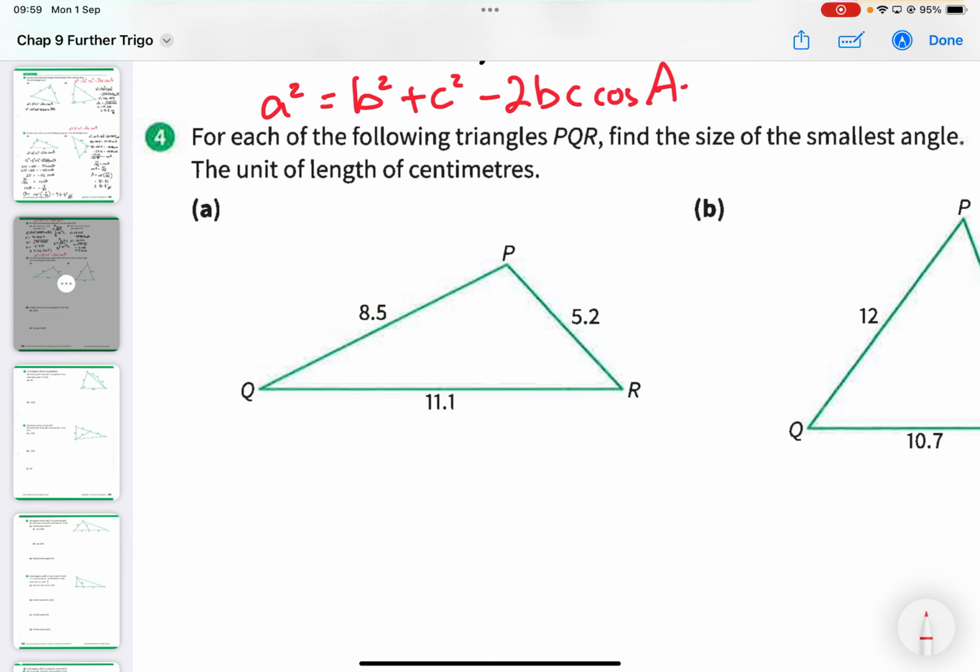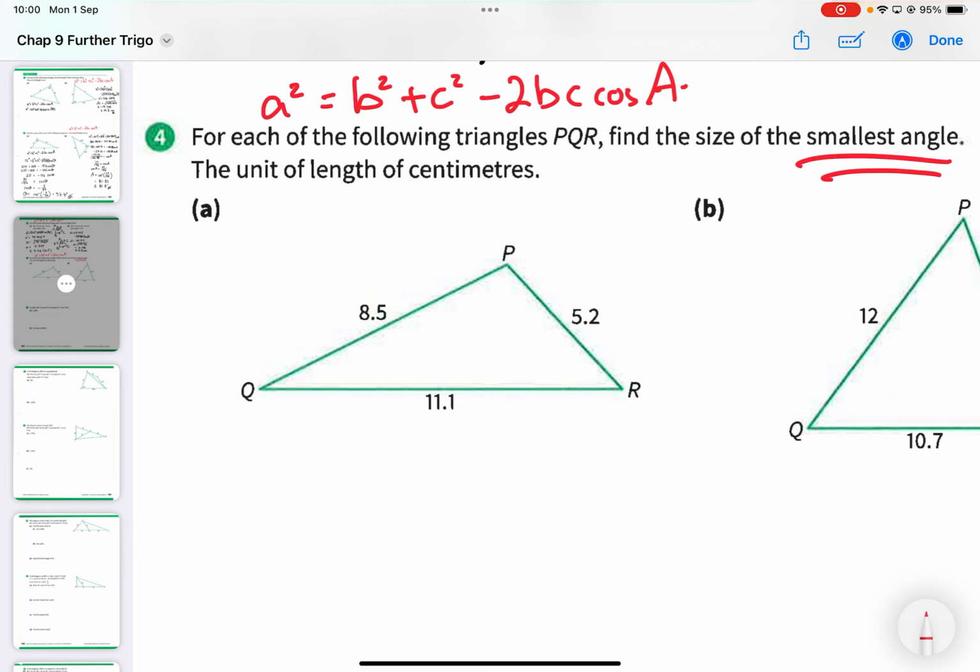Okay, everyone look up. Please put down your pen. Look up first. There is one important point here. We are finding the size of the smallest angle. Remember when I first introduced triangle, I talked about angles and side, the relationship. So the smallest angle must be opposite the shortest side.